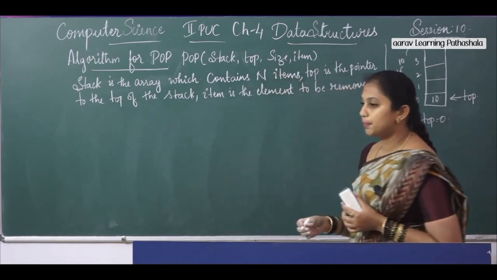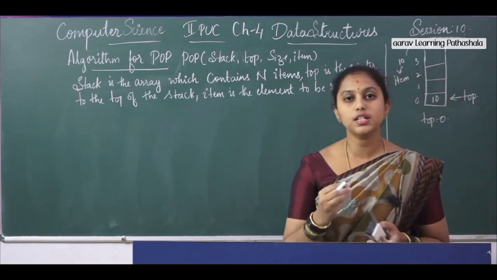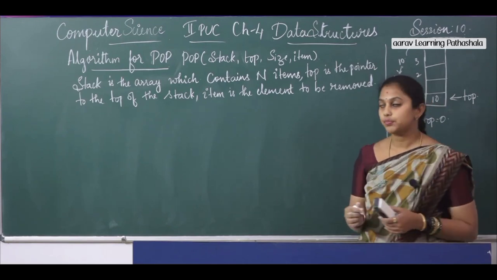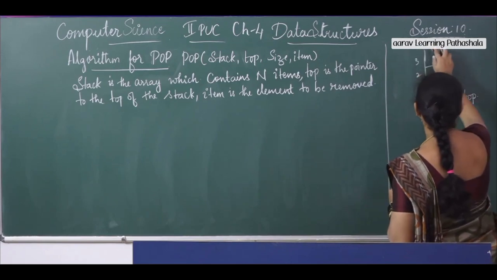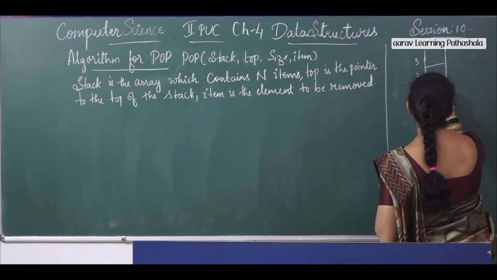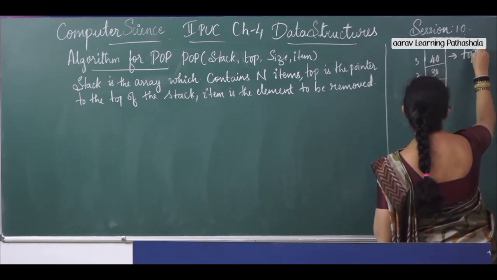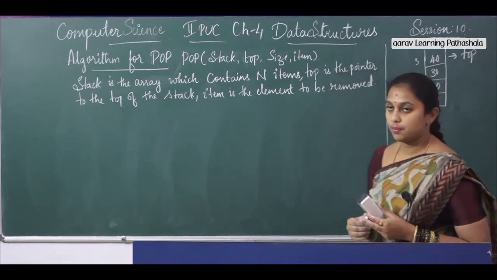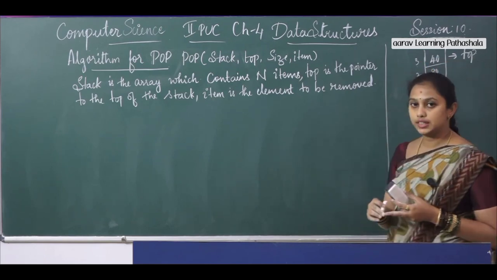So what is pop? It is nothing but removing an item from the stack. So it is also called popping an element from the stack. Now let's see how to perform pop operation. Consider an array which contains 10, 20, 30 and 40 as its items. So the top of this stack is position 3.